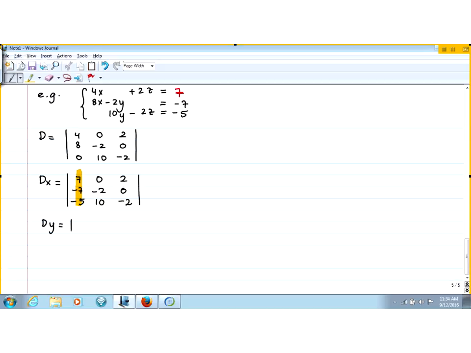All right. And then D sub y? We will just do D and D sub x today. What is D sub y? For the y, we will change. So this is 7, negative 7, negative 5. And then the x is 4, 8, 0, and the z is 2, 0, negative 2. And then D sub z. Do we have to calculate all of them? Well, no, but I'm just setting it up for you. 7, negative 7, negative 5. And then 4, 8, 0, 0, negative 2, 10.